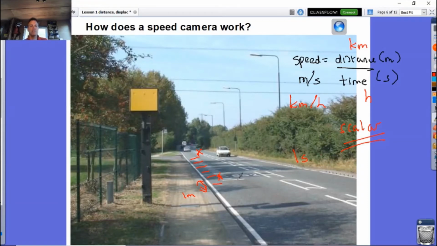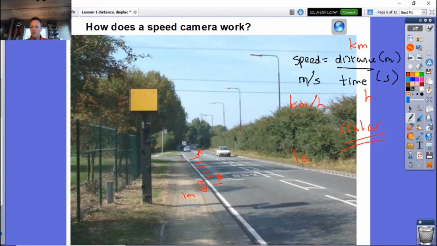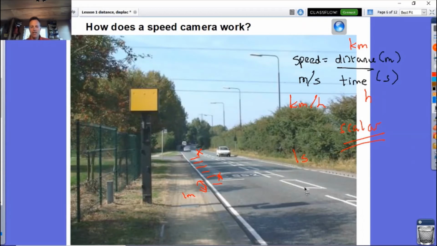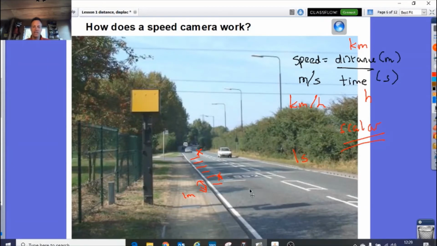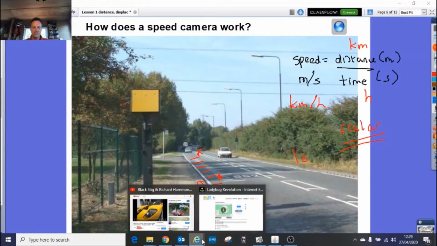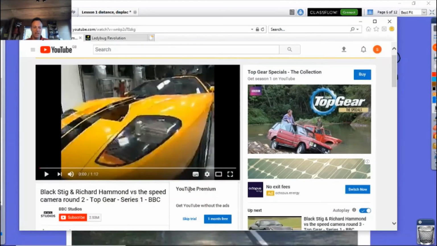If you're over the speed limit for that road, you get a picture taken of you and you get done by the courts. Now, to show you something quite funny: Top Gear, being Top Gear, tried to work out how fast a car could go to actually avoid being recorded by the speed camera. Think about it: when the first picture is taken, by the time the second picture is taken a second later, you've gone completely out of the grid. So watch this for a laugh. It's a nice little video, a Top Gear special.